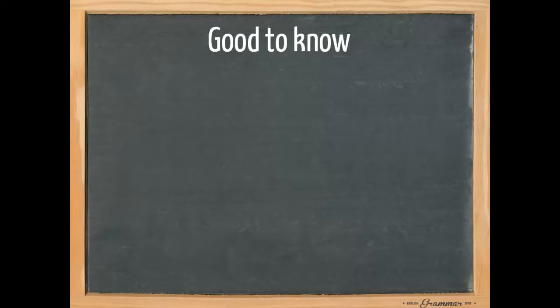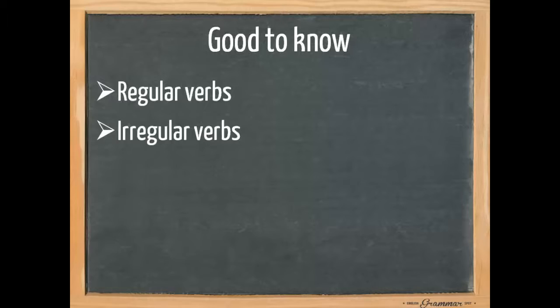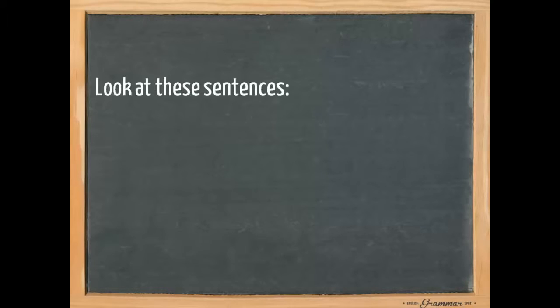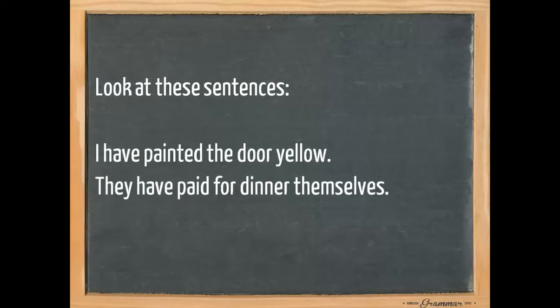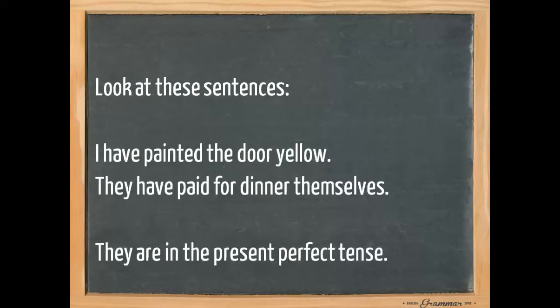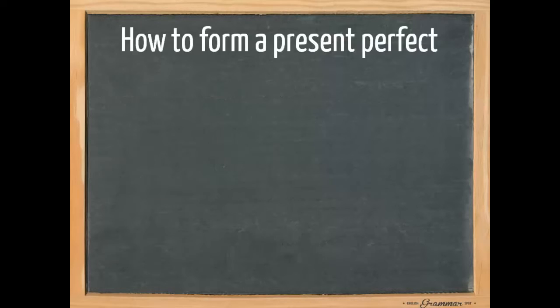It's also good to know that in the English language there are regular and irregular verbs, and it is advisable that you study the most commonly used irregular verbs. Now let's get started. Take a look at these sentences. I've painted the door yellow. They've paid for dinner themselves. Both these sentences are in the present perfect tense.